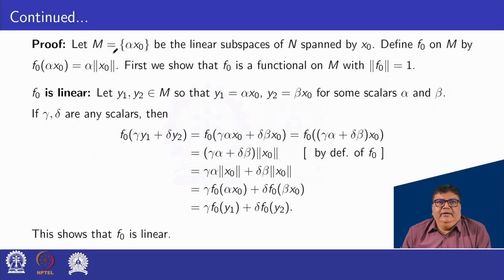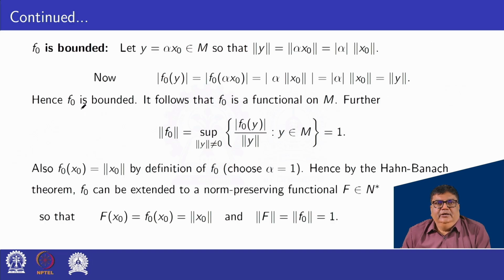Proof. Let M is equal to {alpha x0} be the linear subspace of N spanned by x0. Define f0 on M by f0 of alpha x0 is equal to alpha norm x0. First we show that f0 is a functional on M with norm f0 is equal to 1. As per this assumption, first we have to prove f0 is linear and bounded.